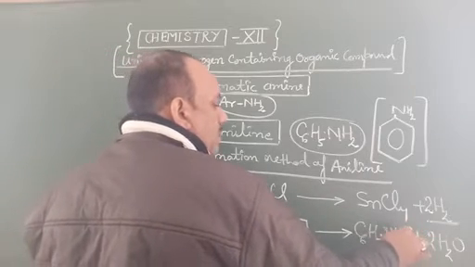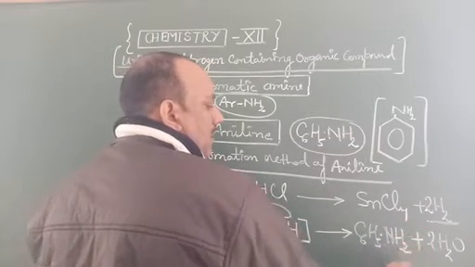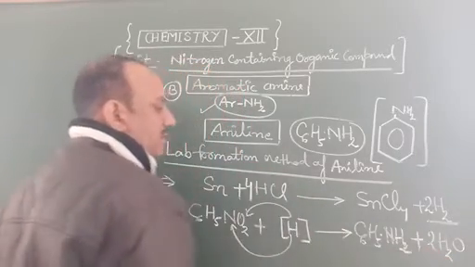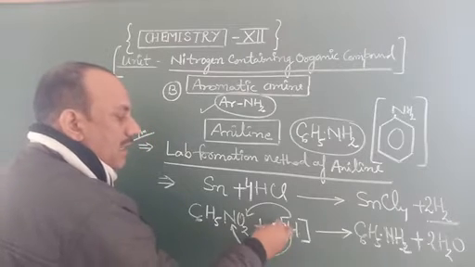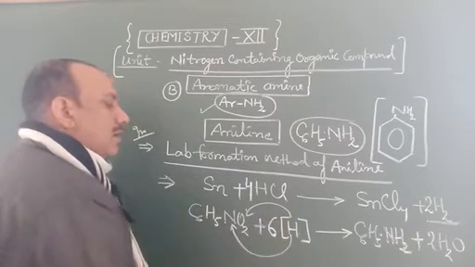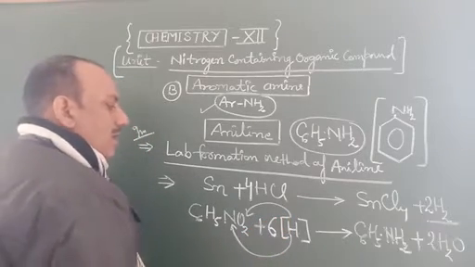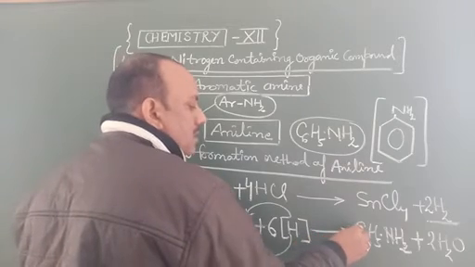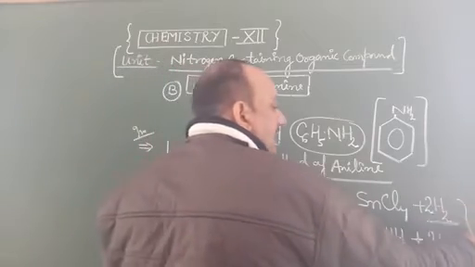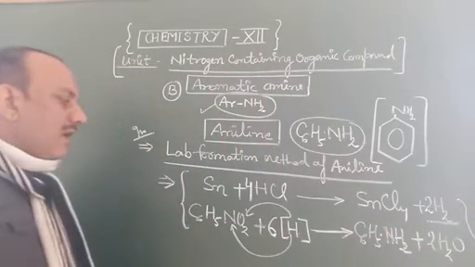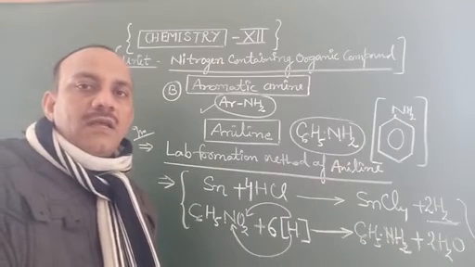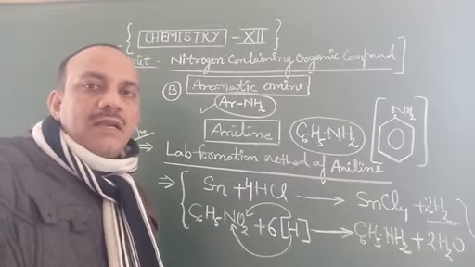Here nitrogen has 2 hydrogens and the water molecules have 4 hydrogens. So the total number of hydrogen atoms consumed in this reaction is 6. So this is the laboratory preparation concept of aniline. In a simple way we say that the reduction of nitrobenzene gives aniline in the lab.